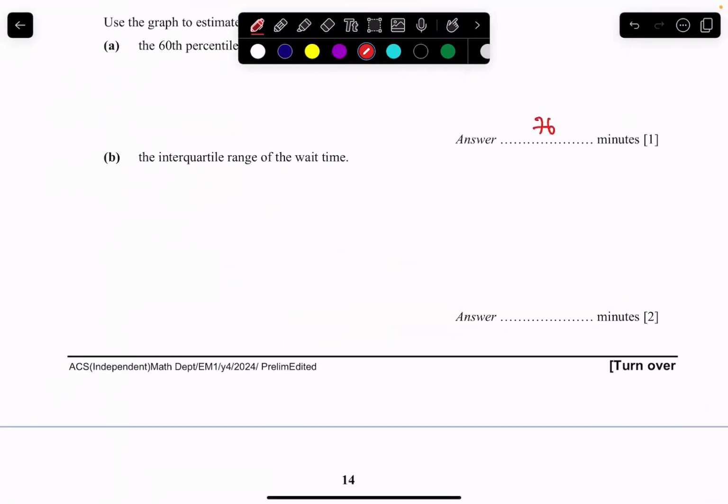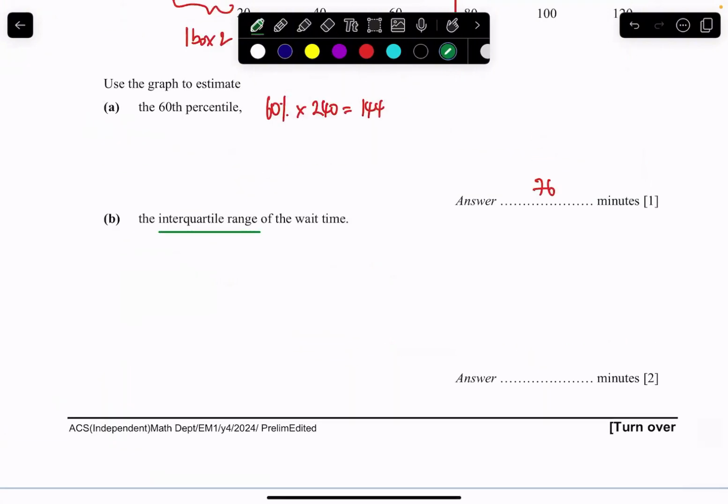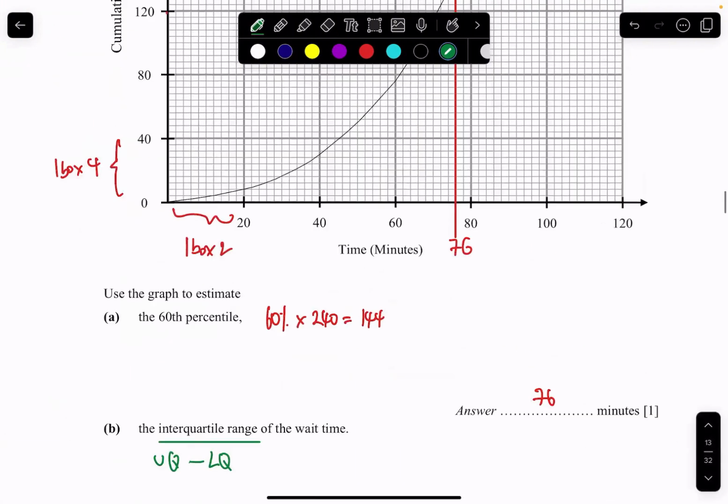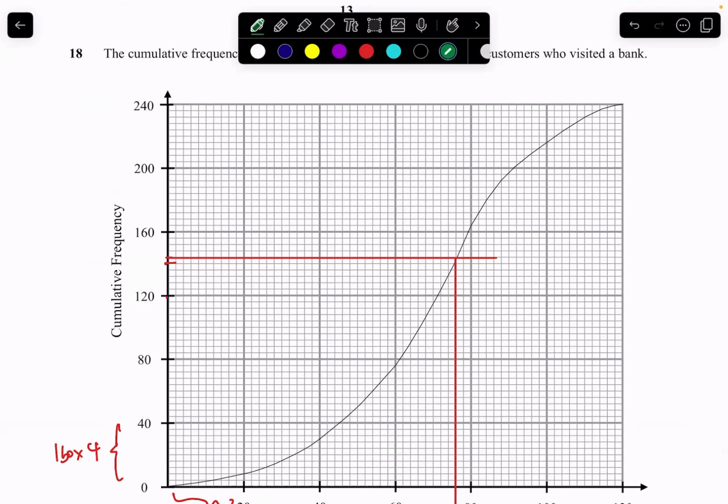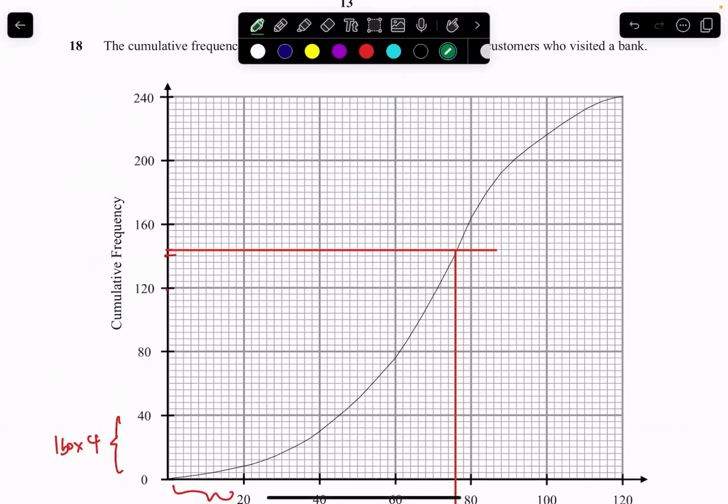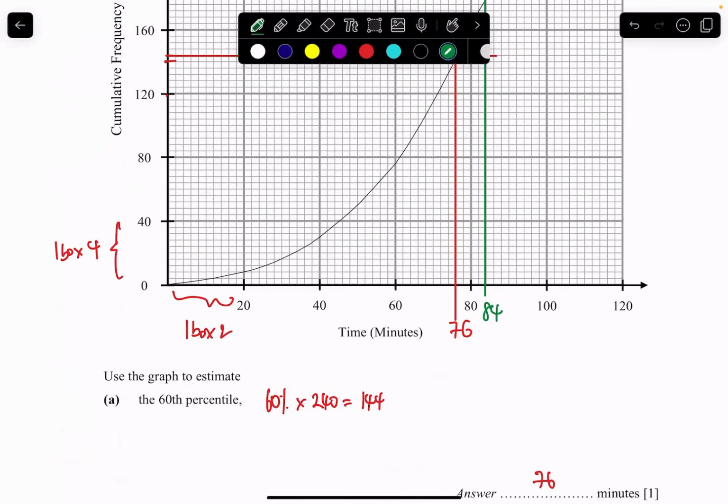Next, the interquartile range of the wait time. Interquartile range is UQ minus LQ, upper quartile minus lower quartile. There are 240 customers, so 75% of 240 is 180. So we have 1, 2, 3, 4, 5 over here. This is the upper quartile, and the value is 84. The lower quartile would be 60, so 60, 1, 2, 3, 4, 5.